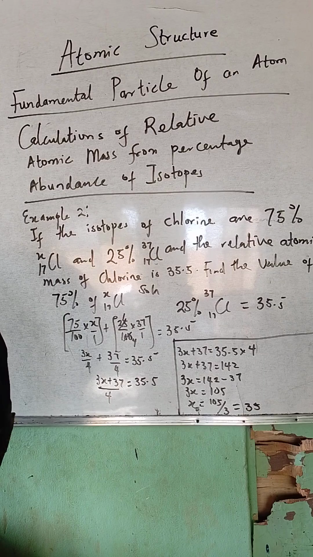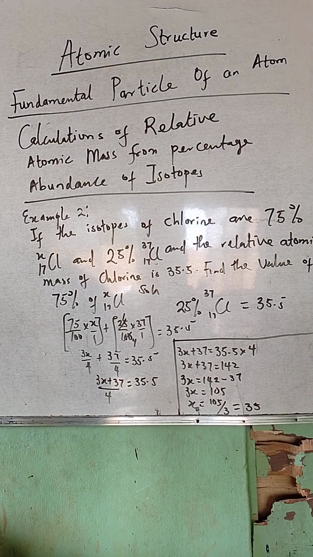So S is equal to 35. So stop here today. Next class we are going to talk about atomic configuration. Thank you so much. Any question?